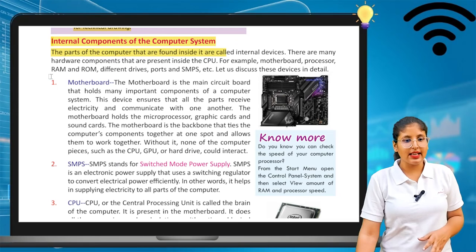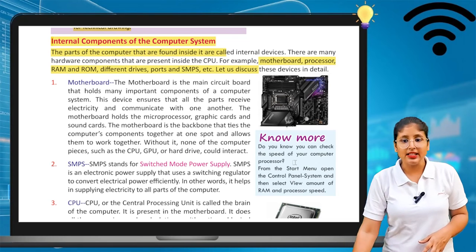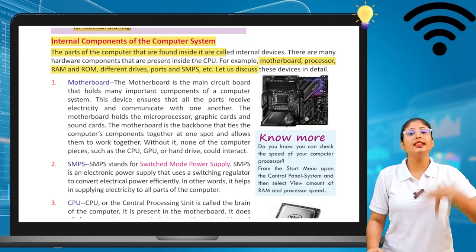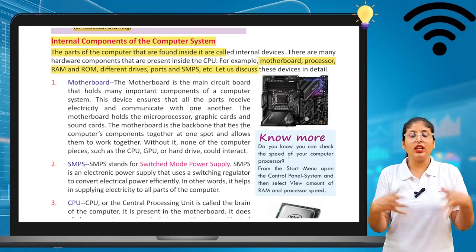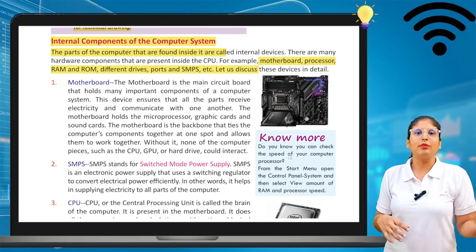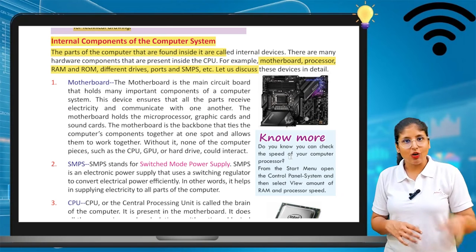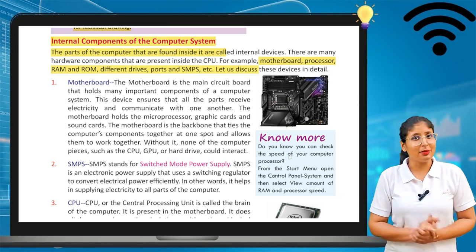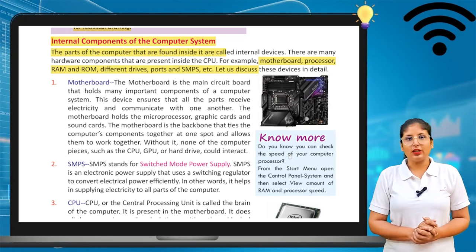So all these things, whether it is RAM, ROM, motherboard or processor, are internal devices that are inside the computer. We cannot see them outside the computer. RAM is not situated outside the computer. Okay, it is inside. That's why they are called internal components. Let's see one by one what they are, starting with the motherboard.